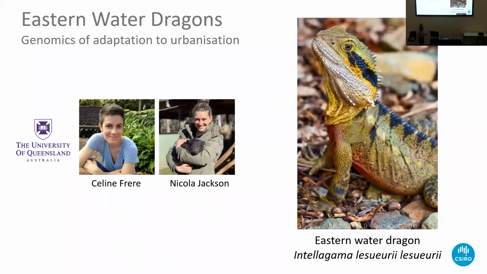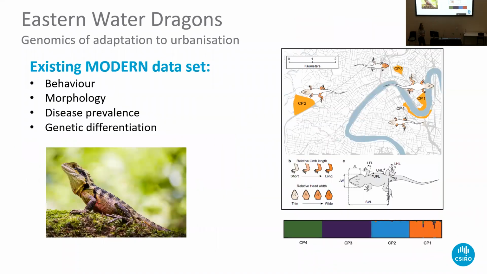We teamed up with our collaborators up at UQ, Celine FAIRE and her PhD student, Nicola. They study eastern water dragons, and they're primarily interested in understanding how this species has adapted to the rapid urbanization happening in the Brisbane area. They have a really wonderful modern data set, which includes not just genomics, but behavioral information, changes in their morphology, and changes in the susceptibility to a fungal disease that is hitting the populations pretty hard.